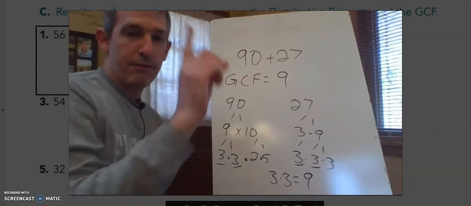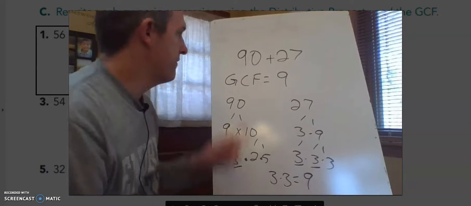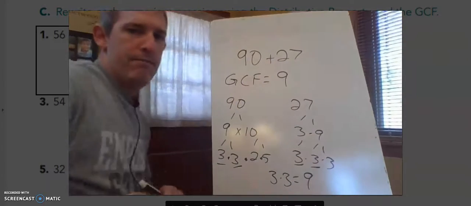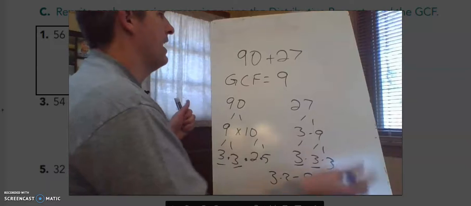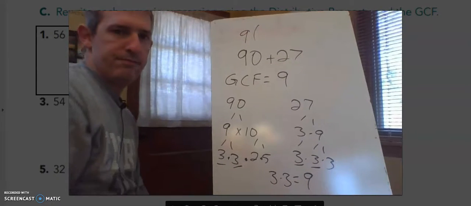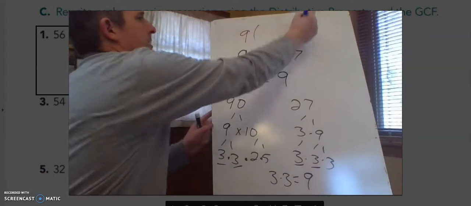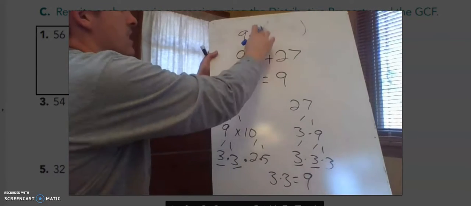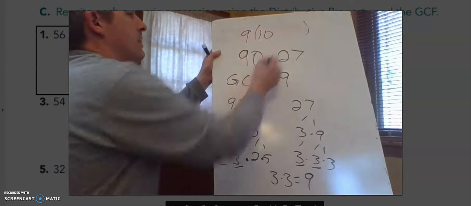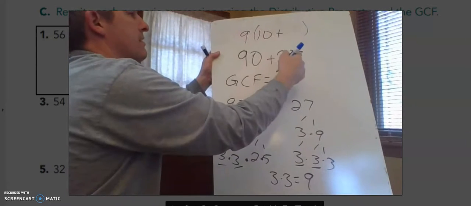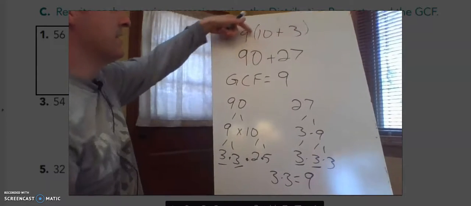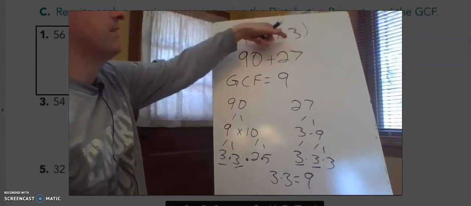Okay, now that's only the first part, right? We want to find the GCF of these two numbers. Then I want to use that to separate them by putting a 9 on the outside of my parentheses. Okay? And I'm going to ask, what times 9 would give me 90? Okay? Well, the answer would be 10. And then what times 9 gives me 27? The answer would be 3. So again, 9 times 10 gives me 90. 9 times 3 gives me 27.